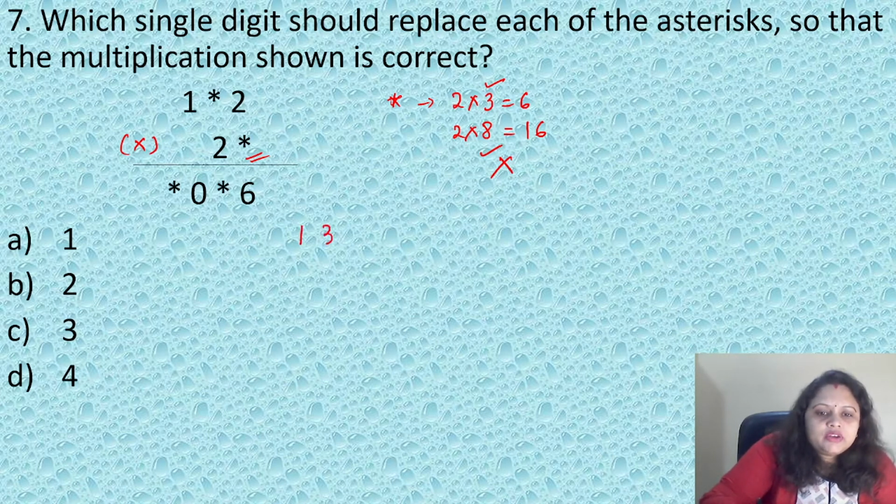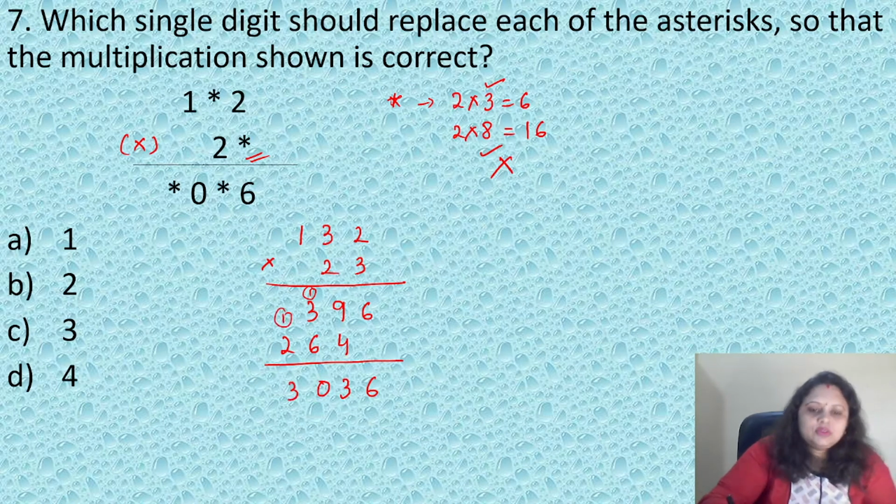So 132 into 23, that is equal to 3 into 2 is 6, 3 3s are 9, 3 1s are 3. Then 2 2s are 4, 2 3s are 6, 2 1s are 2. 6 plus 9 plus 4 that is 13, 3 carry over 1. Then 3 plus 1 plus 4 plus 6 is 10, 0 carry over 1.